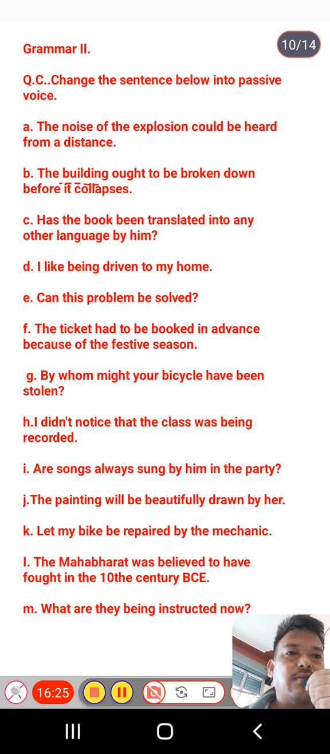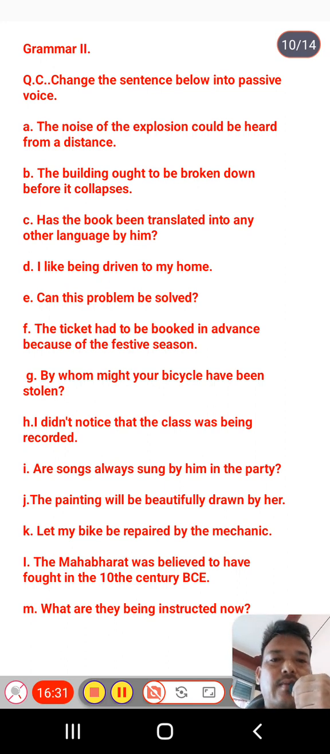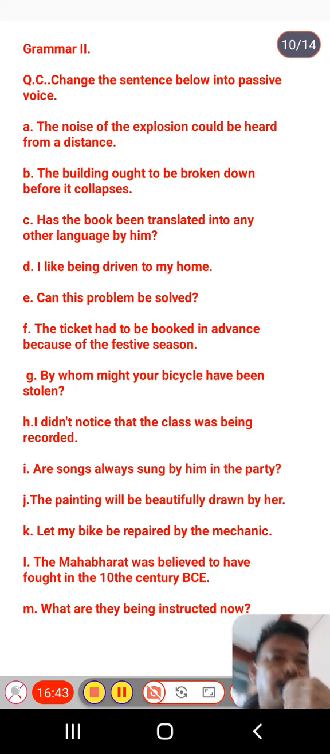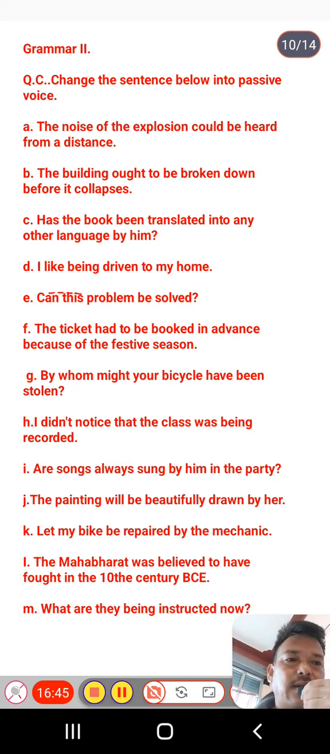Now next one, we ought to break down the building before it collapses. The building ought to be broken down before it collapses. And the C number, has he translated the book in any other language? Has the book been translated into any other languages by him? I like people driving me to my home. I like being driven to my home.